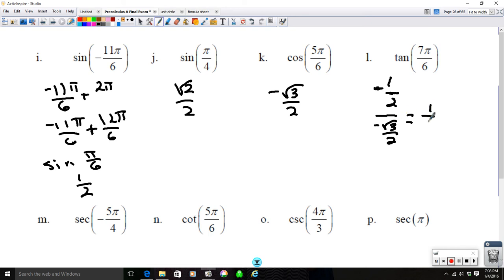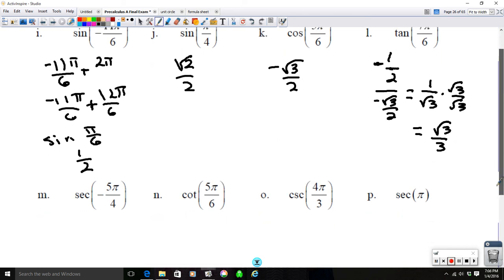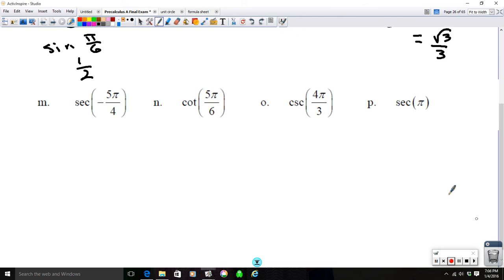1 over root 3. And you can't leave it like that because it's got a radical in the denominator. So you rationalize it, and this becomes root 3 over 3. Letter M, secant.